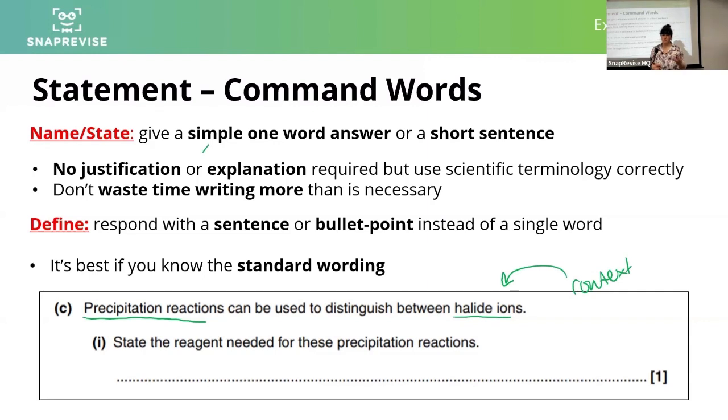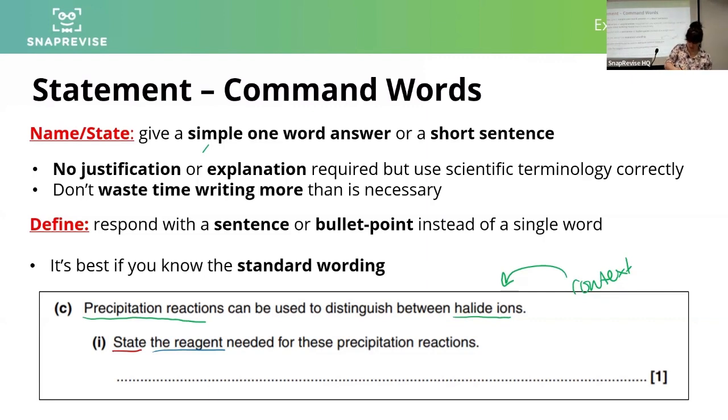What command word, what sort of answer are they looking for out of this? It's a statement question, so short answer. Probably 1 or 2 words, no more. Definitely no explanation needed of why. And then what directions am I being given for the answer? So I'm looking for the reagent for the precipitation reactions. That's my directions, the reagent needed. So what is it? Hopefully we know.